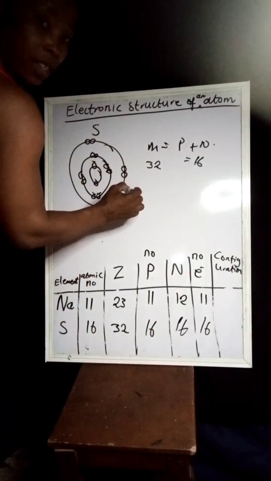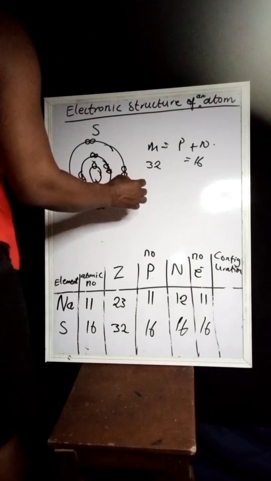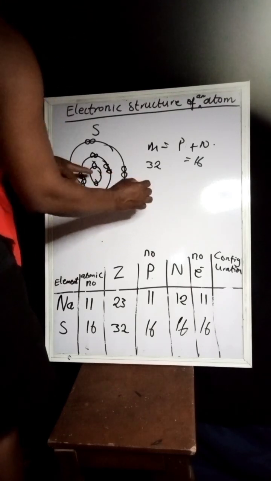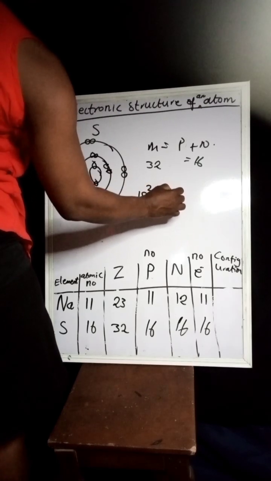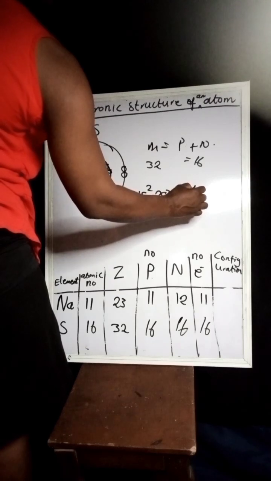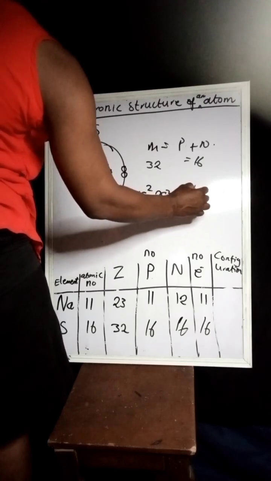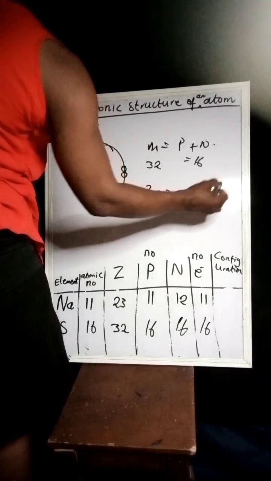Now let's write the electronic configuration. We start with the s orbital. We have 1s, 2, 2s, 2, 2p, 6. Then we enter the third shell: 3s, 2, 3p.